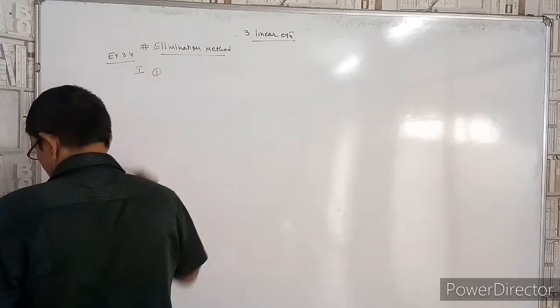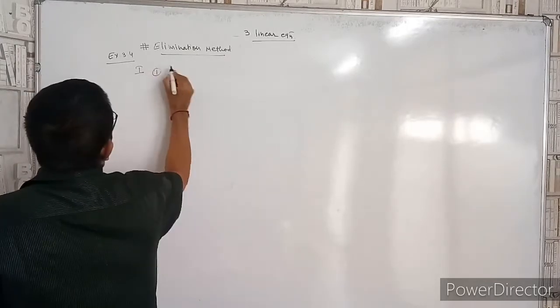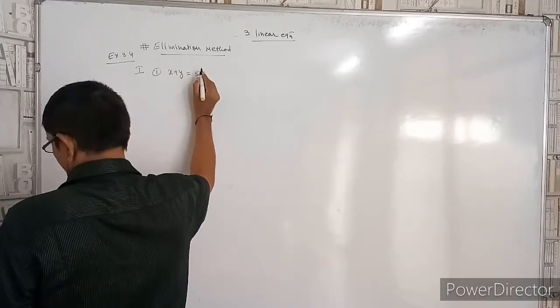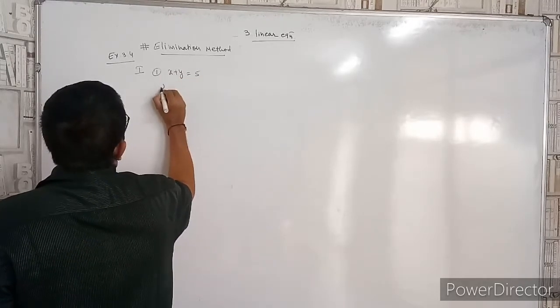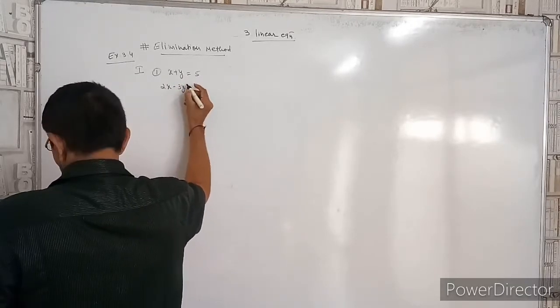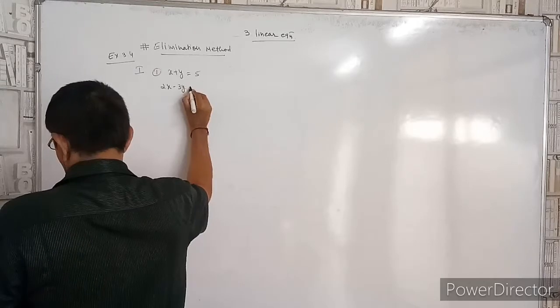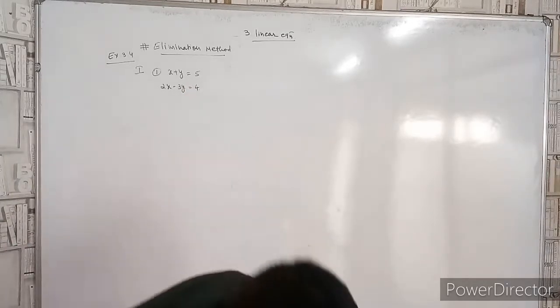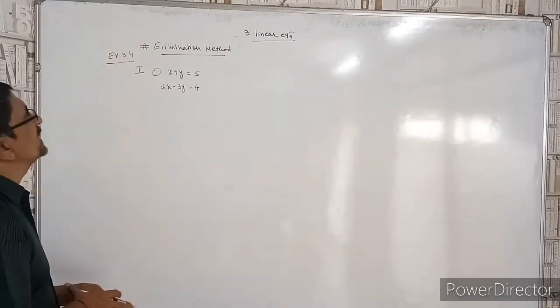Question 1, it's the first one. x plus y is equal to 5, and the second is 2x minus 3y is equal to 4. Okay, these are the two equations given to us.